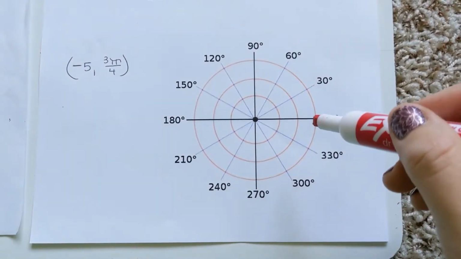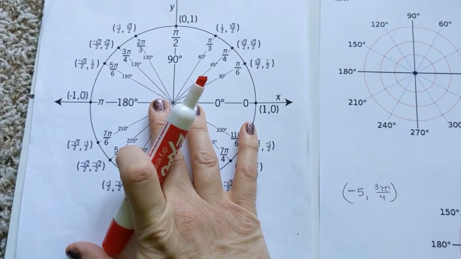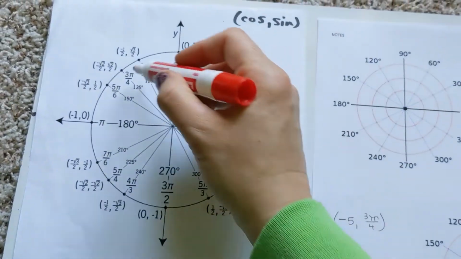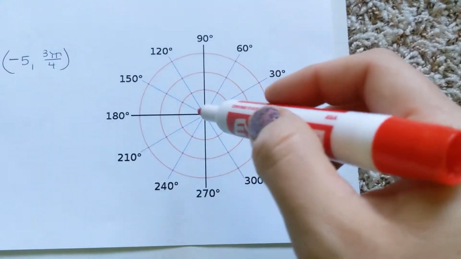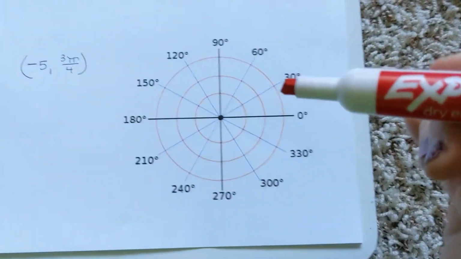So when that's the case, 3 pi over 4, again, keep your unit circle out. That's probably how you're going to do the majority of your homework. 3 pi over 4 is right here, halfway in between. Now, on the polar graphs, they only have the 30s and 60s marked. They don't really have the 45s, but we know it'd be right in the middle there.